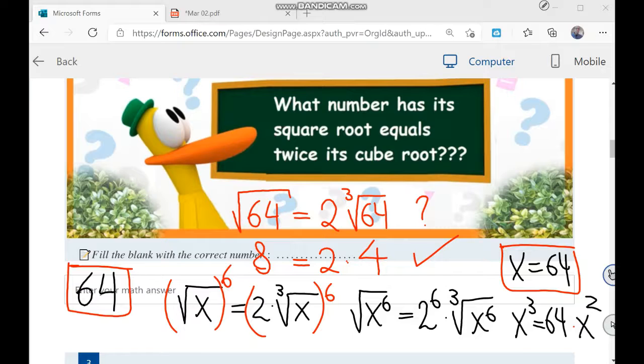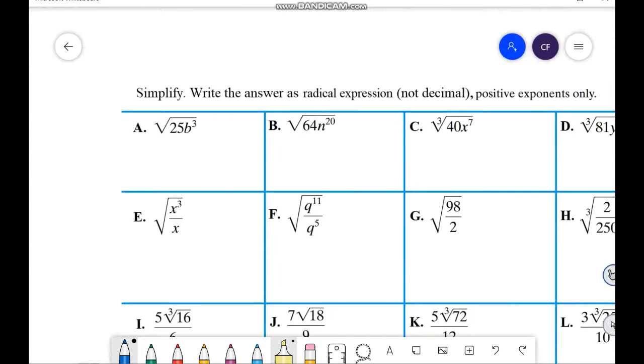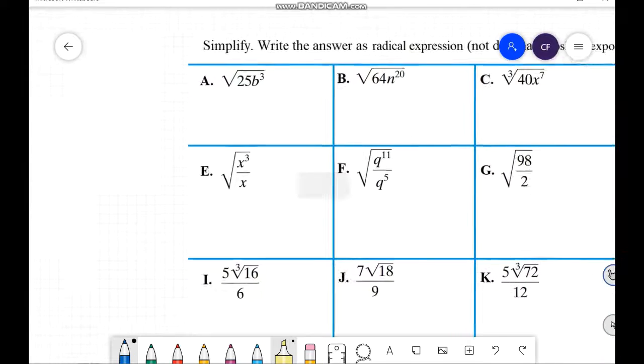But never mind. Most of you got the right answer, 64. If you check, the square root of 64 is actually twice the cube root of 64. So congratulations, you got it right. The quiz today is to simplify, write the answer as radical expressions, do not use decimals, and use positive exponents only. Let's try letter A, okay?